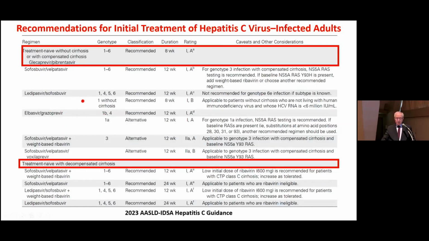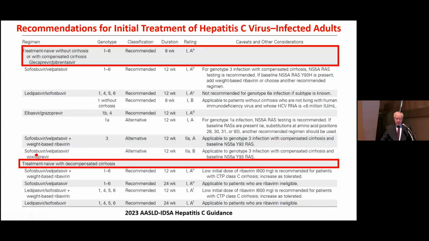Ledipasvir, sofosbuvir, genotype 1, 4, 5, 6, without cirrhosis, can be treated 8 weeks, applicable to patients without cirrhosis who are not living with human immunodeficiency virus and whose HCV RNA is less than 6 million. Elbasvir, grazoprevir, again, genotype 1B, 4, 1A, recommended 12 weeks. For genotype 1A infection, NS5A RAS testing is recommended. If baseline RAS are present, then another recommended regimen should be used.